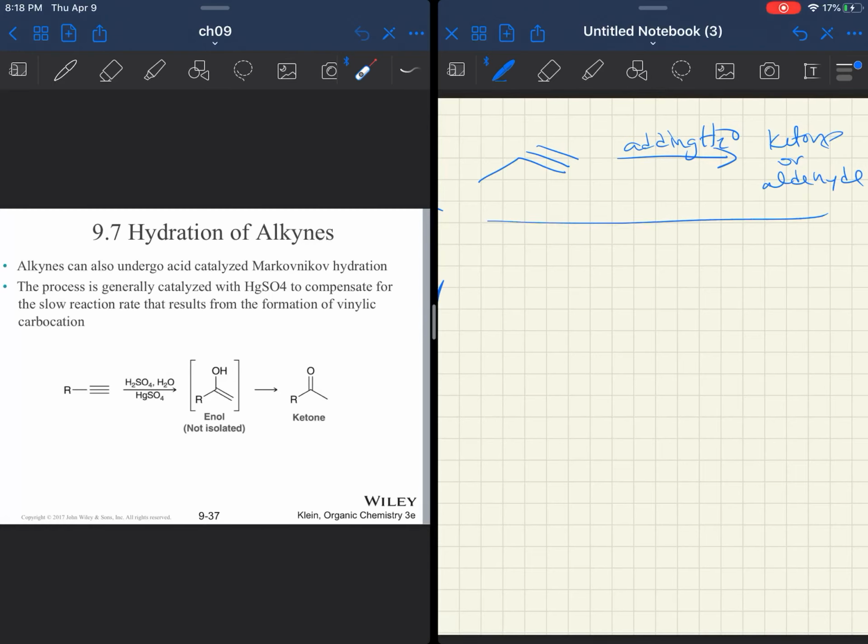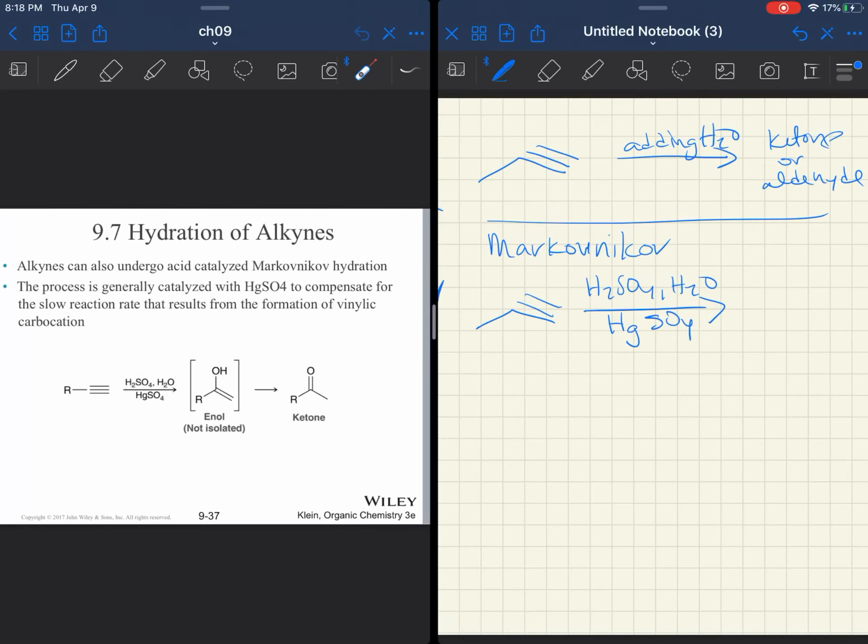So adding water. Now, we're not going to see acid catalyzed hydration exactly. We're going to have a Markovnikov and we're going to have an anti-Markovnikov addition, but the reagents are going to be a little bit different. All right, so let's start off with Markovnikov. It's sort of like acid catalyzed and oxymercuration, demercuration had like a baby.